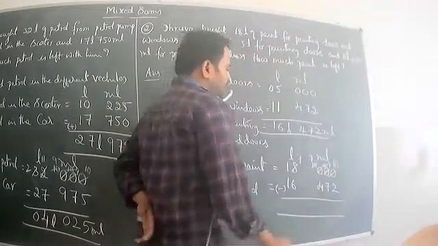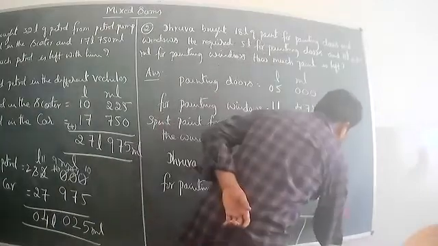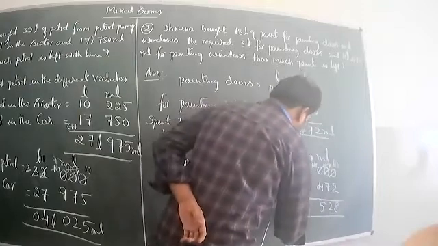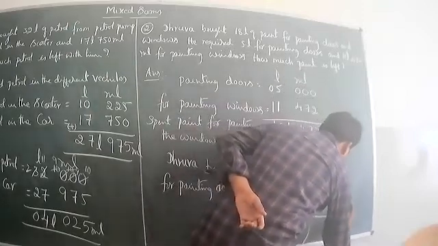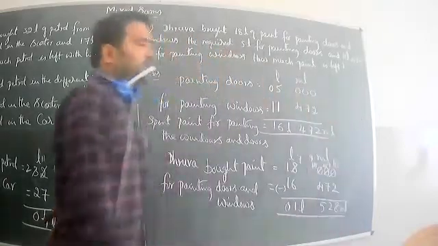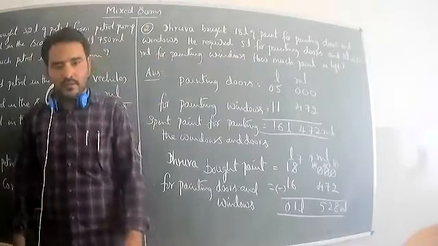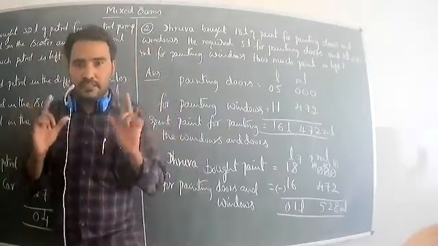10 less 2, 8. 9 less 7, 2. 9 less 4, 5. 7 less 6, 1. 1 less 1, 0. So 1 liter 528 ml of paint is left. So this is the answer. So this is the way we have to do the mixed sum problems.